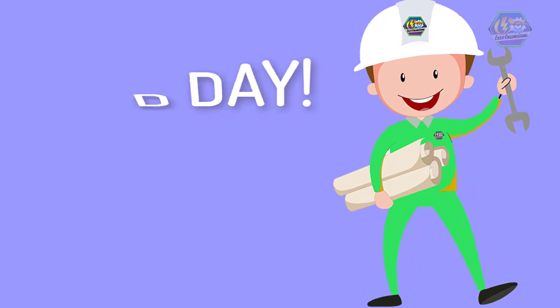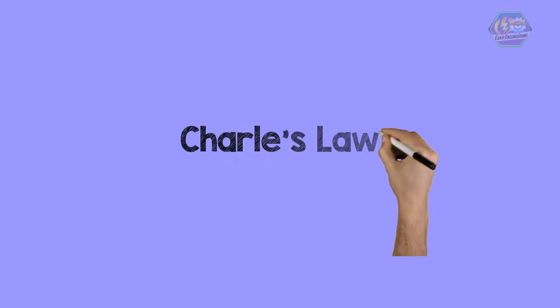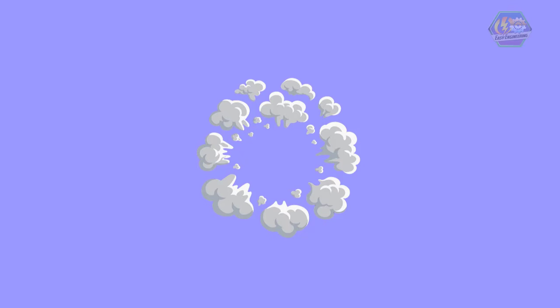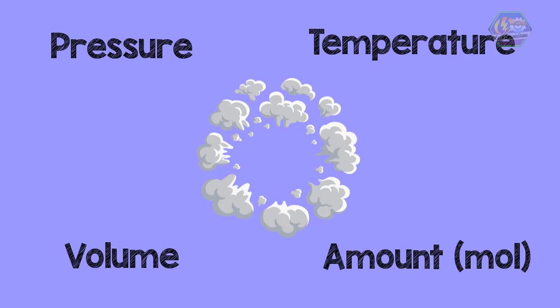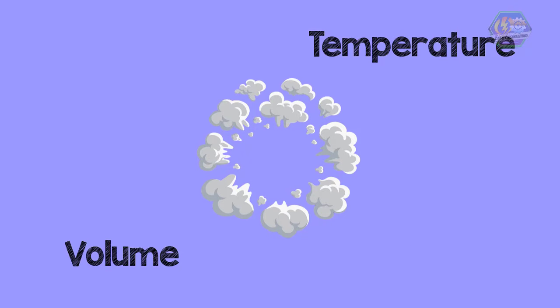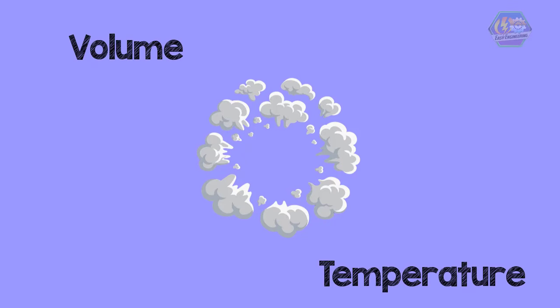This time we're going to talk about Charles' law. In a gas, its physical behavior is described by these four variables, namely pressure, volume, temperature, and amount or mole. In this video, we will have Charles' law, which is concerned with the relationship of volume and temperature.